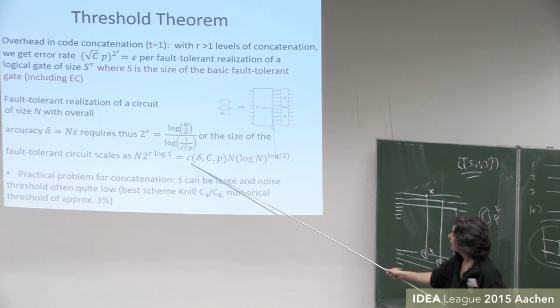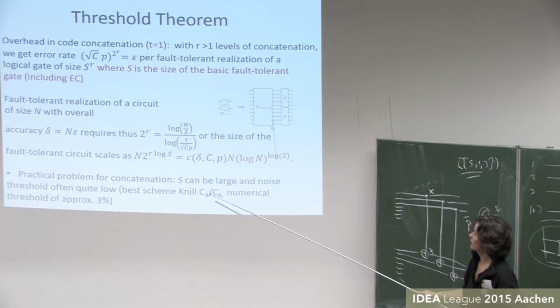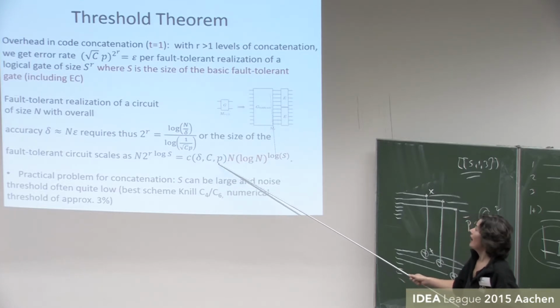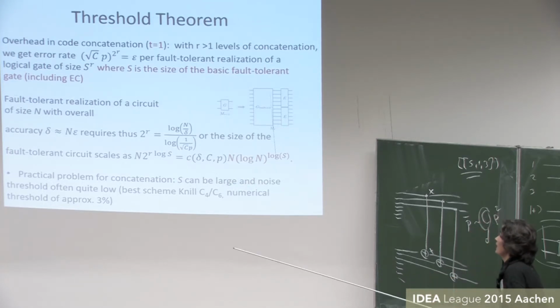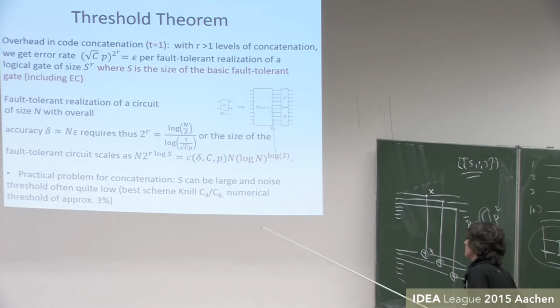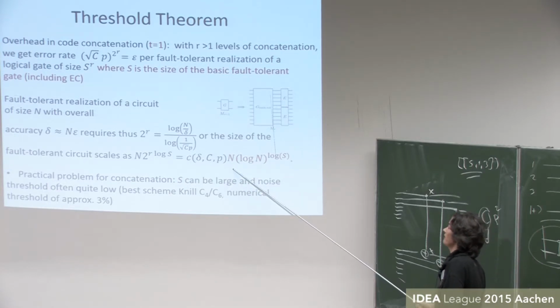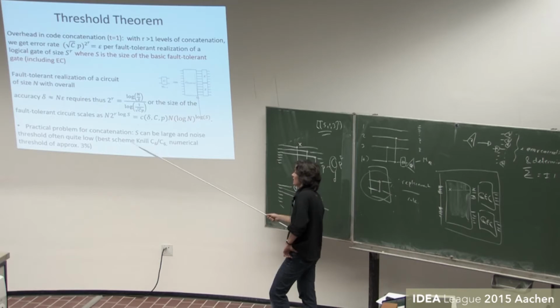This overhead also depends on the accuracy you want, of course, and it depends on the code you use, and on the error rate that you start with, whether you have to be below threshold. But that's a very nice, beautiful theorem. Then indeed the question is what does it imply? Is that the way we want to go?